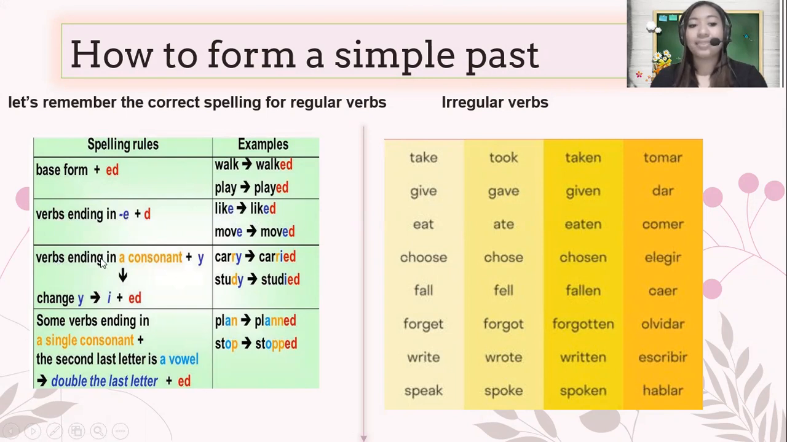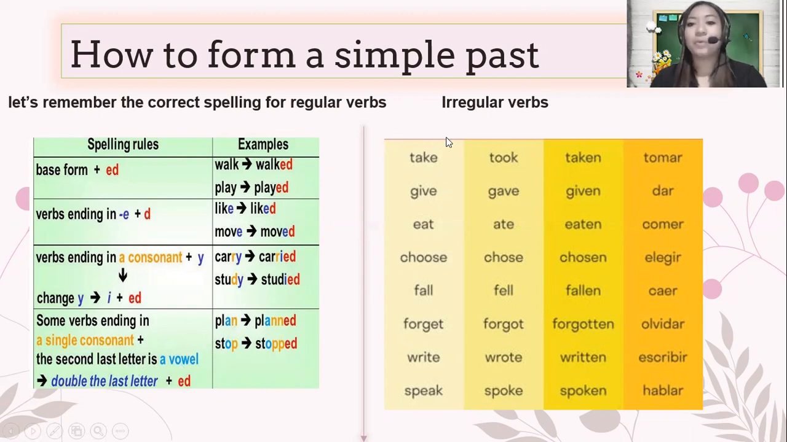For verbs ending in a consonant plus y, we have to change the y and add the vowel i plus ed. So it's going to be like this: carry, carried. And for some verbs ending in a single consonant where the second last letter is a vowel, we have to double the last letter and add ed at the end of the verb. So it could look like this: plan, planned.